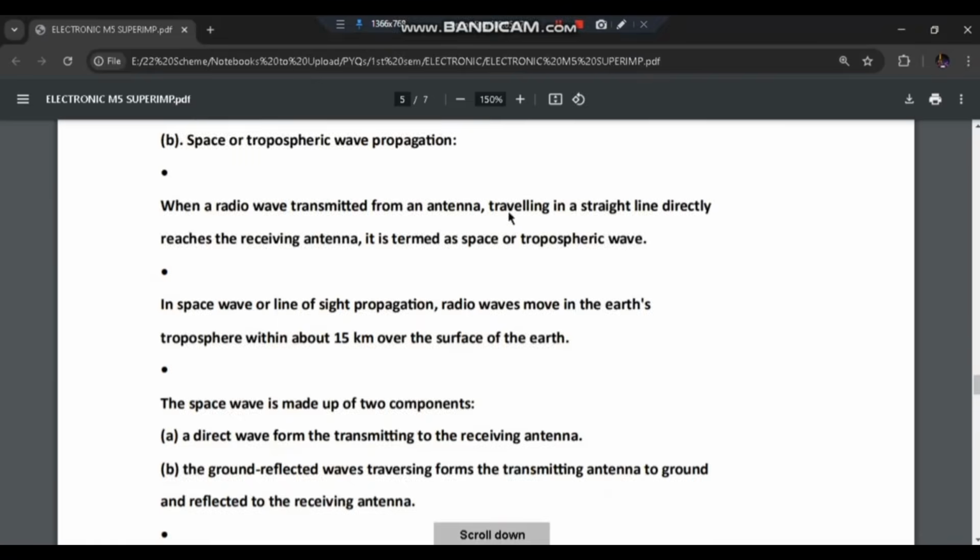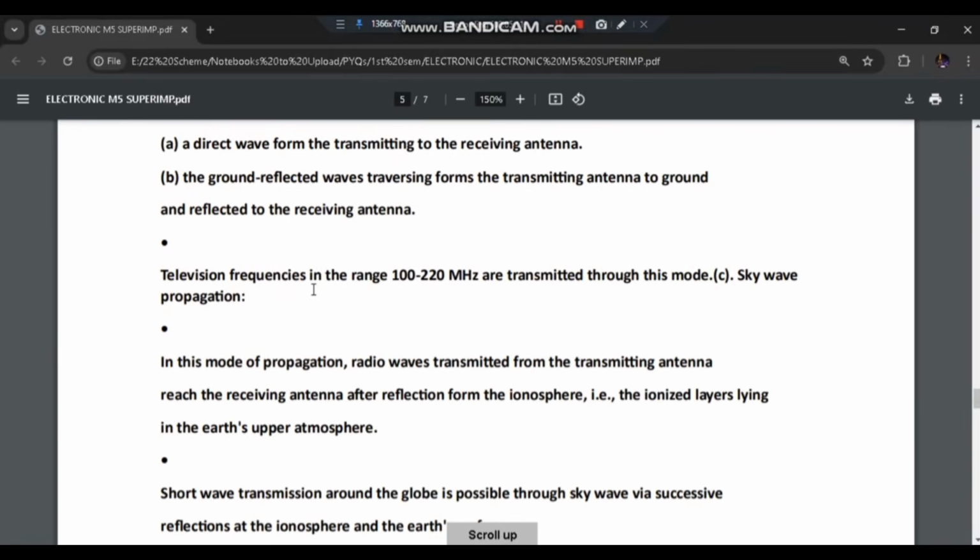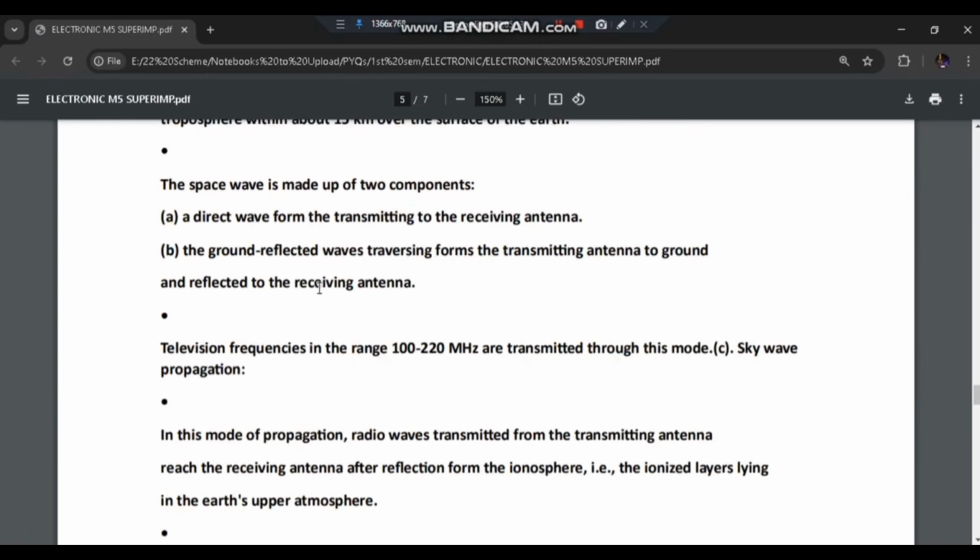The space wave is made of two components: the direct wave and the ground reflected wave. The direct wave is formed by directly transferring from the transmitting to the receiving antenna. The ground reflected wave happens when it is reflected from the ground back to the antenna. Television frequencies are 100 to 220 megahertz.